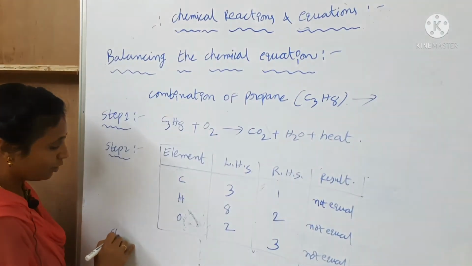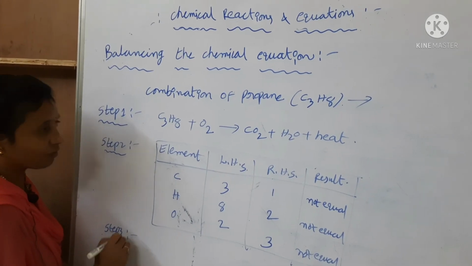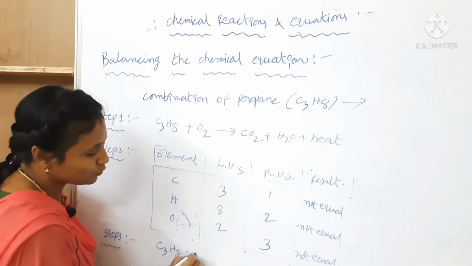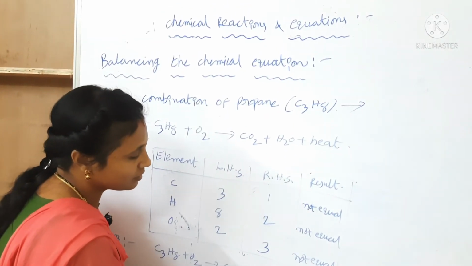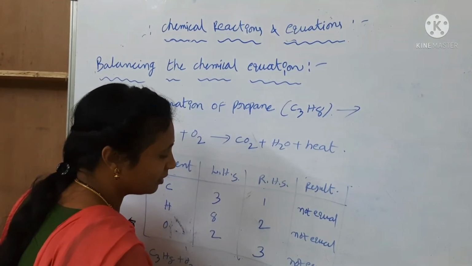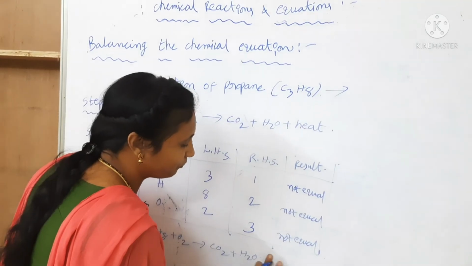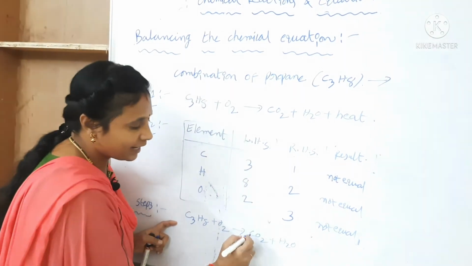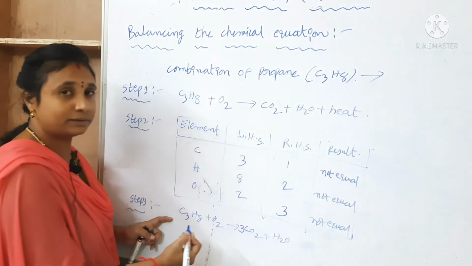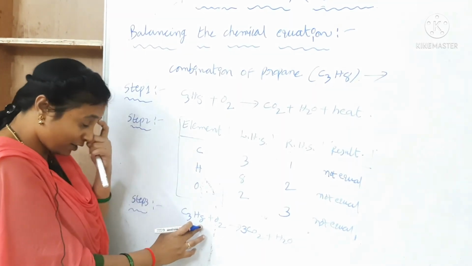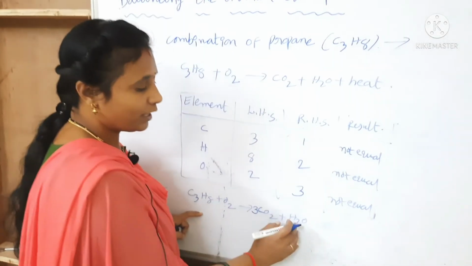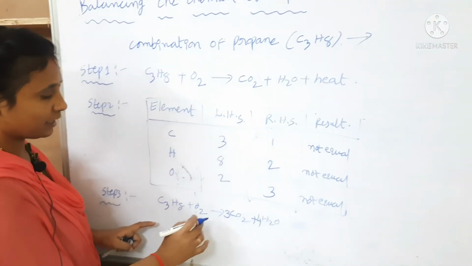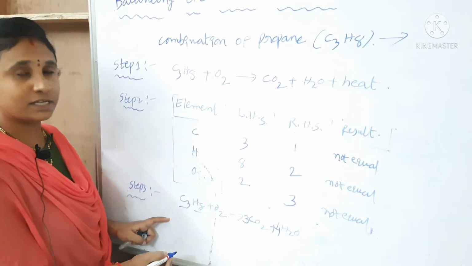Next, in step 3, you have to balance the given equation. C3H8 plus O2 gives CO2 plus H2O plus heat. You do not have to mention the heat. Here, how many atoms are there for carbon? 3 atoms on the left side. On the right side only 1 atom. Here I am taking 3. Okay. Next, how many hydrogens? 8 hydrogens. Here only 2 hydrogens are there. For balancing hydrogens, I am taking the coefficient as 4 here. Next, the carbons are balanced and the hydrogens are also balanced.